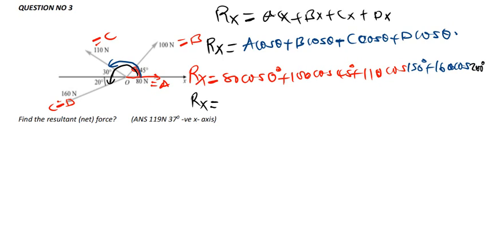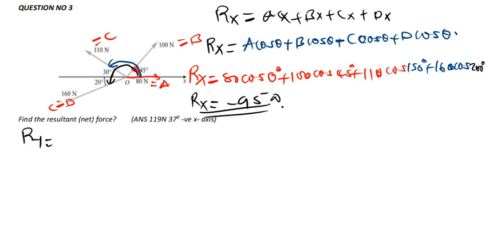So here I'm getting negative 94.9, which is just the same as negative 95 Newton as my Rx. To find the Ry, I'll do the same.